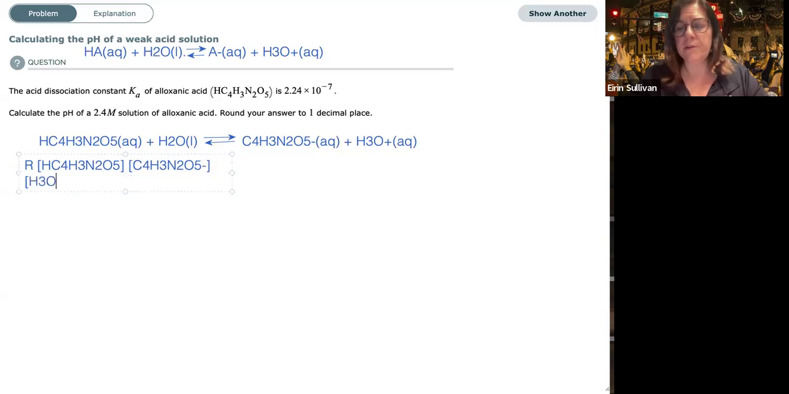With these kinds of questions, you should always be able to fill out the top row, because you're given the initial concentration of the weak acid, and you're going to assume that if nothing has ionized yet, then you have a concentration of 0 for your conjugate base and approximately 0 for your hydronium ion. Of course, autoionization of water means there's some, but it's going to be negligible. We're told the solution concentration of the aloxanic acid is 2.4 molar, so we can just stick that in, 0 for the conjugate base, 0 for the hydronium ion.